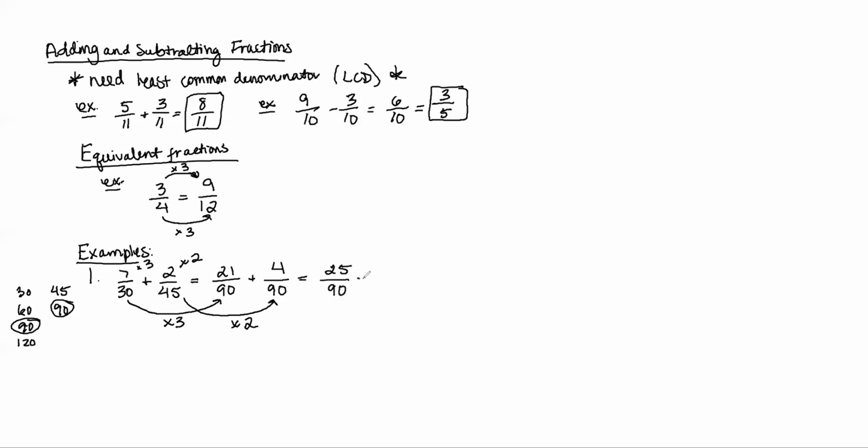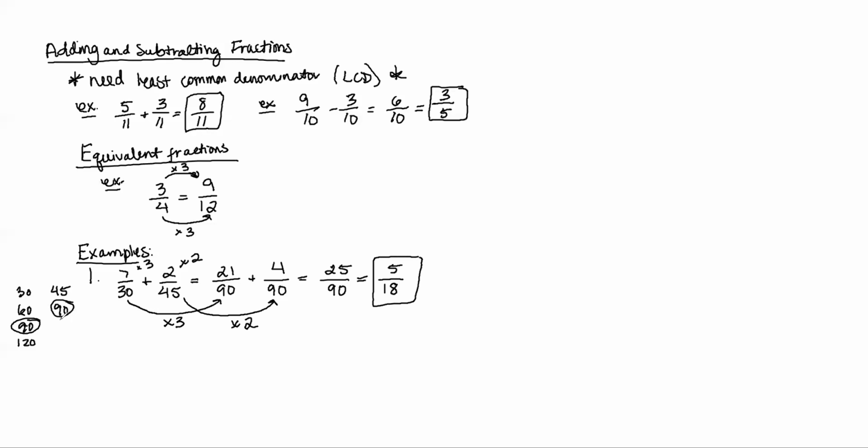And always reduce. So we have both of these divisible by 5. 25 divided by 5 is 5. And 90 divided by 5 is 18. All right, so that was one of the uglier ones just because the numbers started off pretty big. So sometimes you'll have to write them out, sometimes you won't.